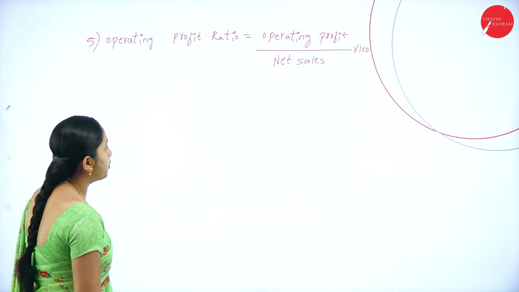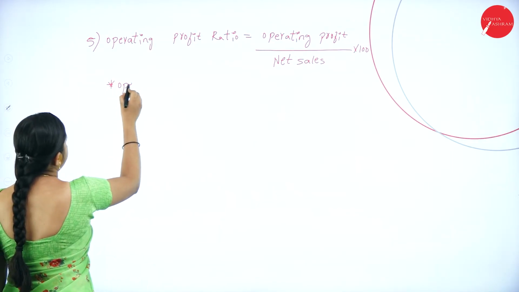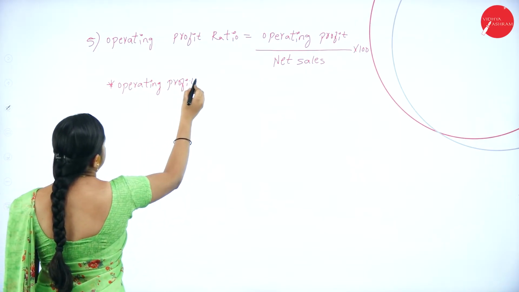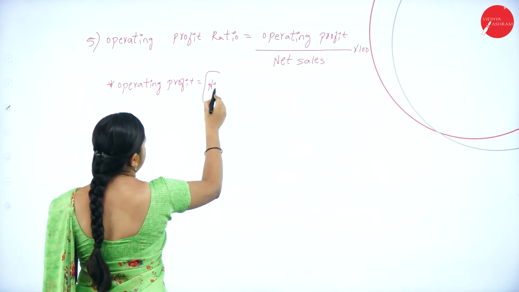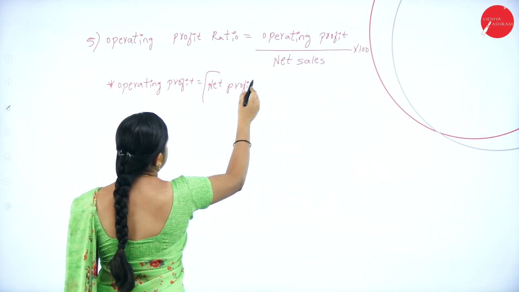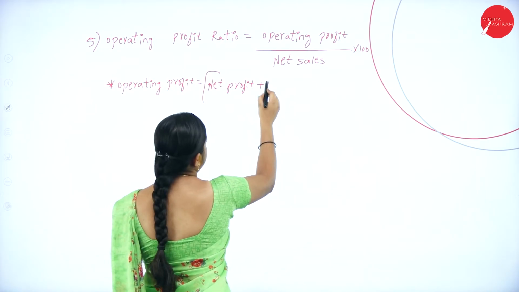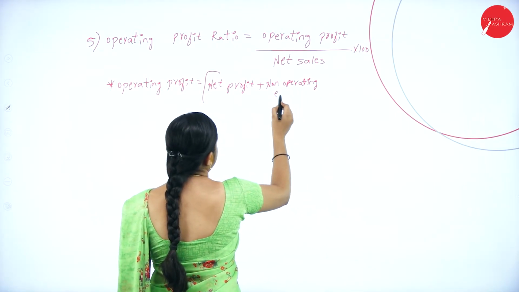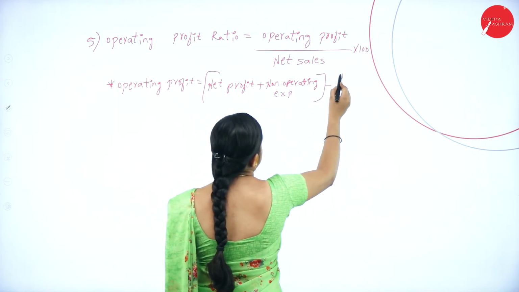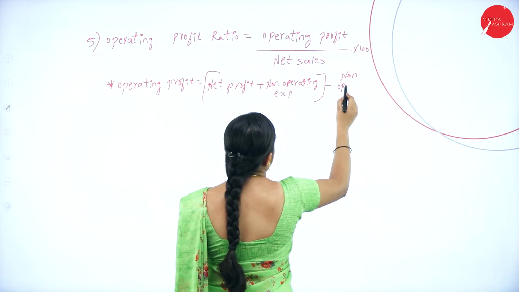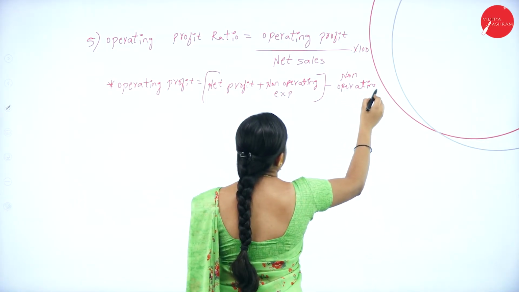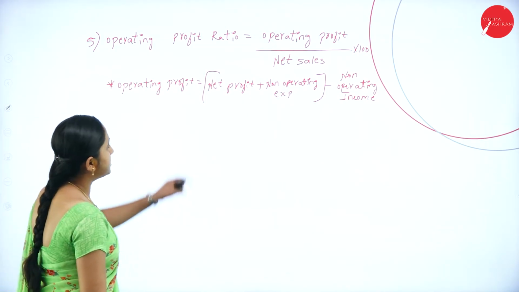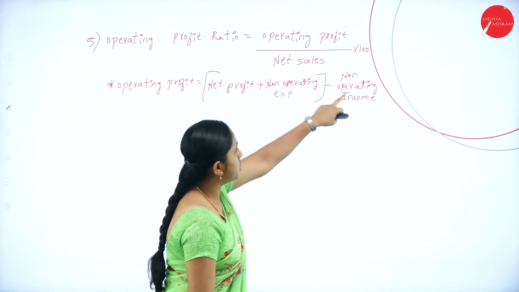Now we want operating profit. To calculate operating profit, the formula is net profit plus non-operating expenses minus non-operating income.